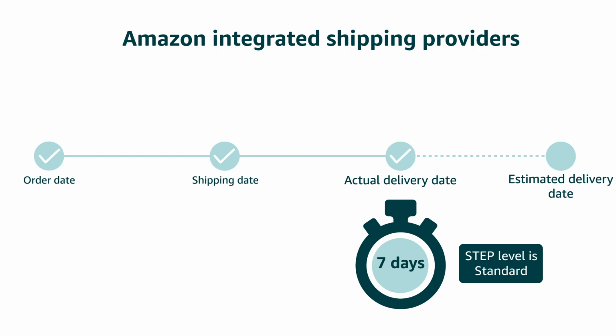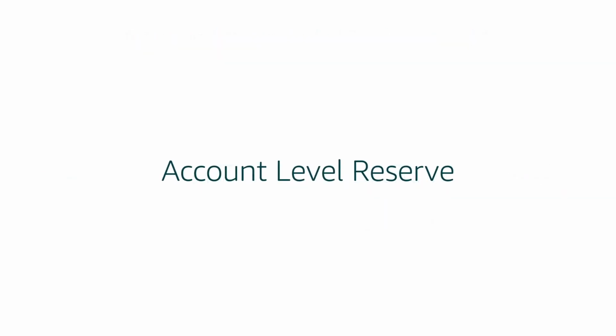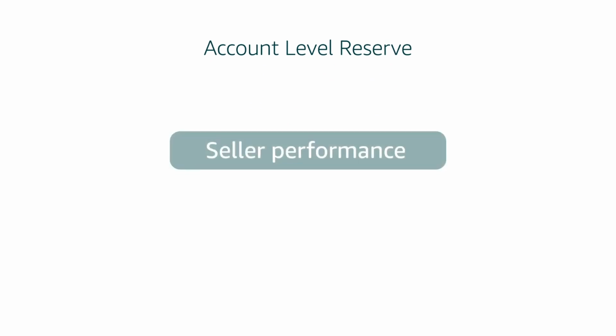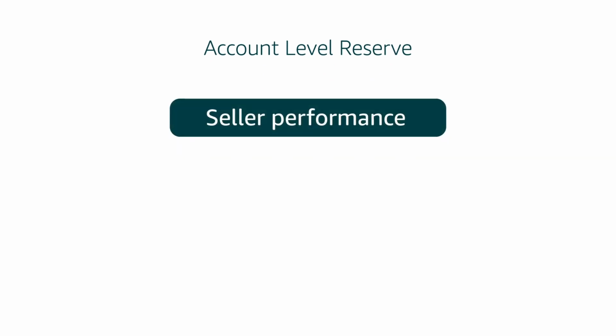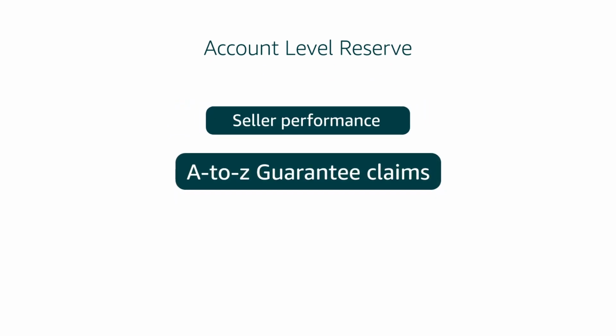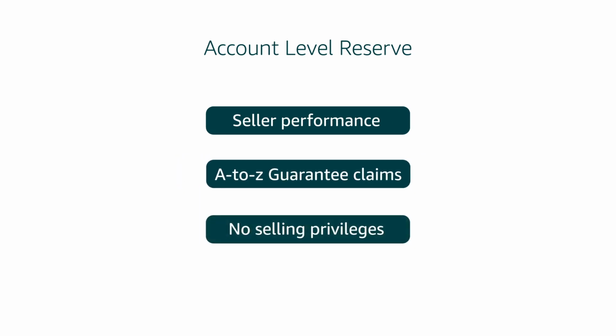In addition to this, you might also see funds in account level reserve if your seller account is under review because of performance issues, open A to Z guarantee claims, or when the selling privileges are removed.